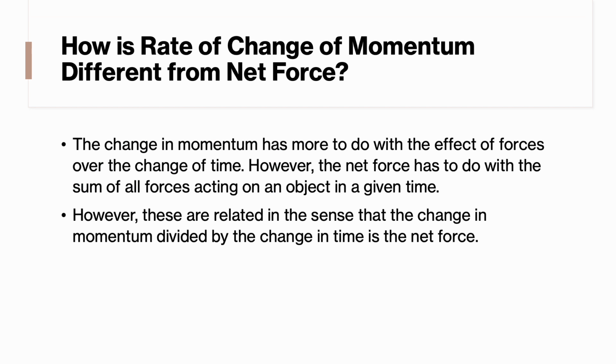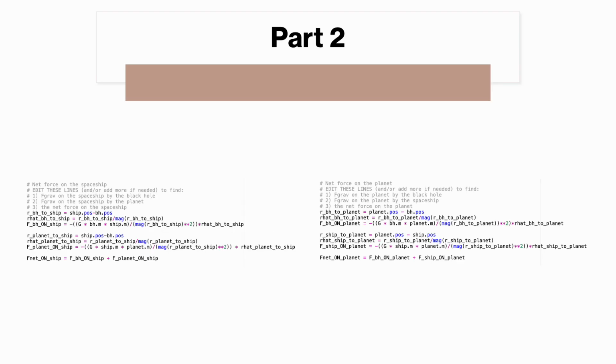The change in momentum has more to do with the effect of forces over the change in time. However, the net force has to do with the sum of all forces acting on an object in a given time. However, these are related in the sense that the change in momentum divided by the change in time is the net force. In other words, the derivative.